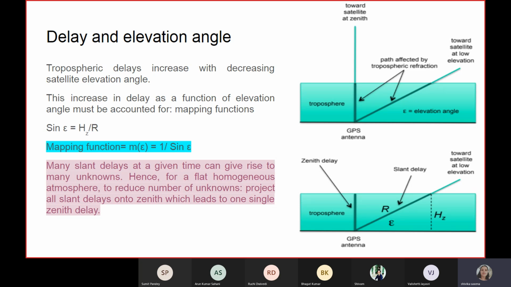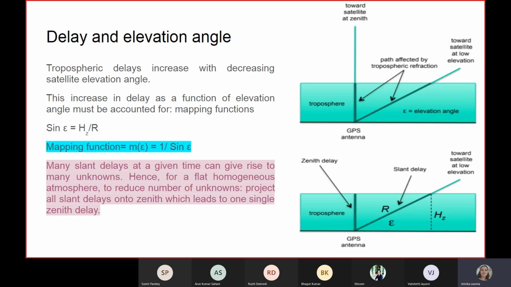This increase in delay as a function of elevation angle should be understood, or accounted for, and this can be done by using a mapping function. So what is a mapping function? It is this: hz, that is the height of the point where the ray is leaving the atmosphere, in this inclined distance, upon the slant delay, capital R. How much is the delay? This is sine epsilon. So the mapping function would be 1 upon sine epsilon. What is epsilon? Here epsilon is the elevation angle.